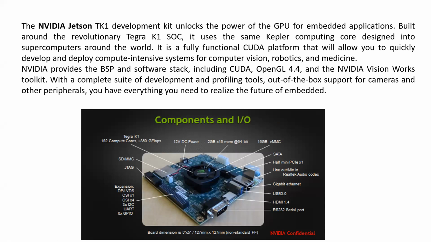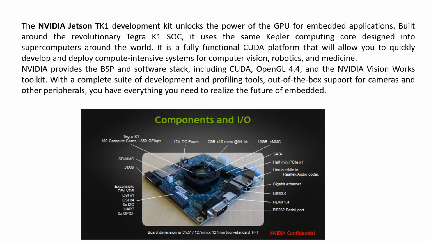So NVIDIA generally uses the power of GPU for embedded applications. GPU means graphic processing unit, so it is extensively built around the graphic processing unit. It is used for computer vision applications, which require extensive graphics. Here you can observe the single system on chip used for NVIDIA is the Tegra K1 SoC.